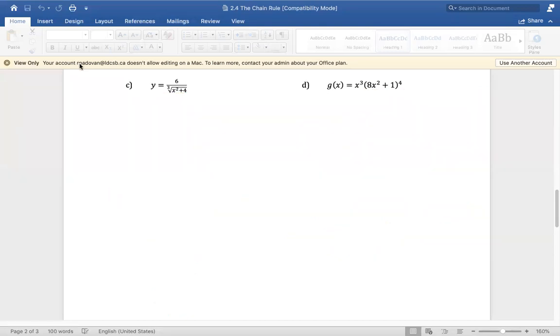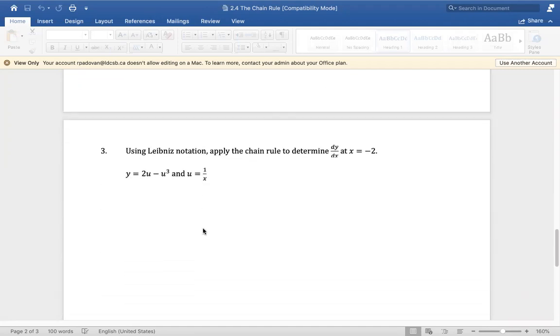Let me show you the next one here. Actually, I think we just have one more. And it is another example of using Leibniz's notation. So that would be numbered just the bottom of page 1. We've done the first example of that. So use Leibniz's notation, applying the chain rule to determine dy dx, and then evaluate it after it's differentiated for x equaling -2.